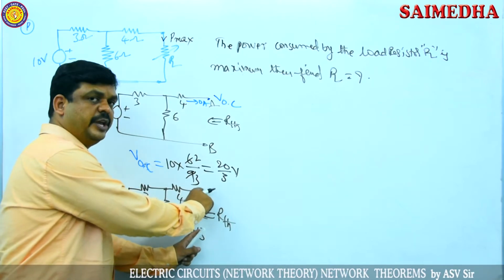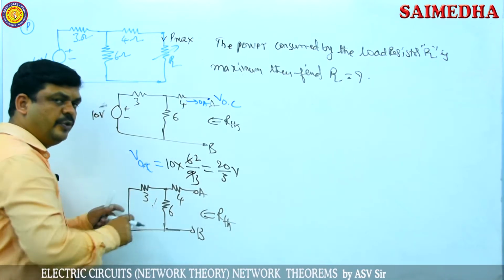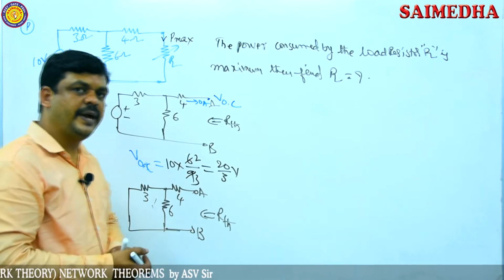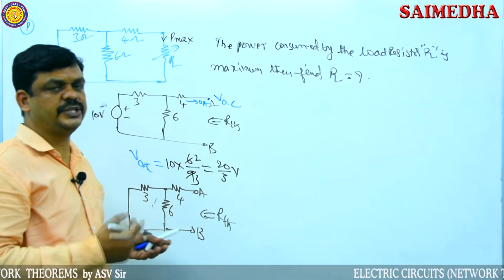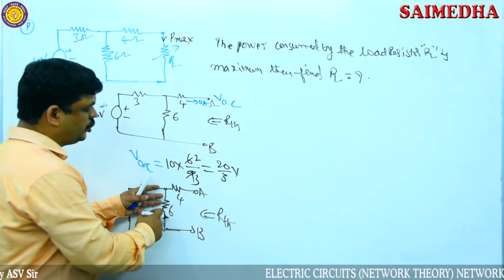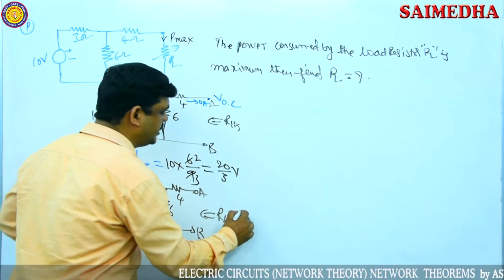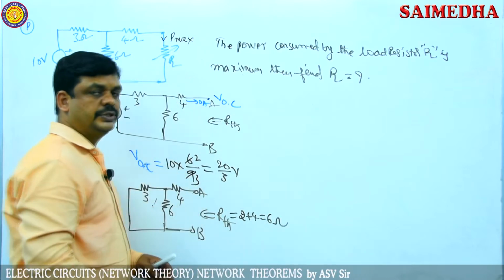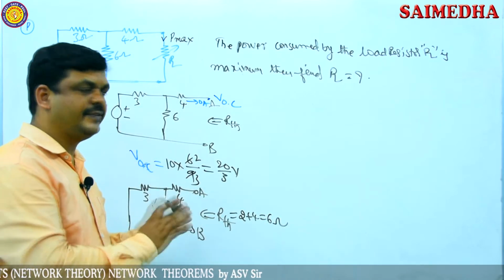Now find the resistance between these 2 points. The 3 ohms and 6 ohms are connected in parallel, and the equivalent resistance is 2 ohms: 6 into 3 by 6 plus 3. Then 2 ohms and 4 ohms are connected in series, so it becomes 2 plus 4, that is 6 ohms. So finally we got Thevenin's resistance and Thevenin's voltage.